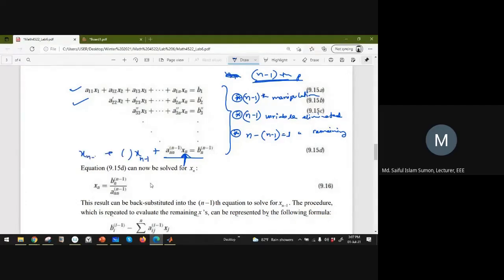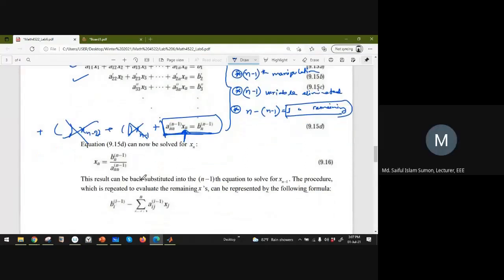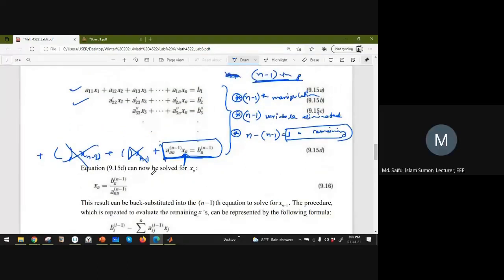So all others have been removed. Only this has remained. Only one variable is remaining. Are you okay with this till now? Yes, sir. Very good. Now, if you are okay with this, then we are done.